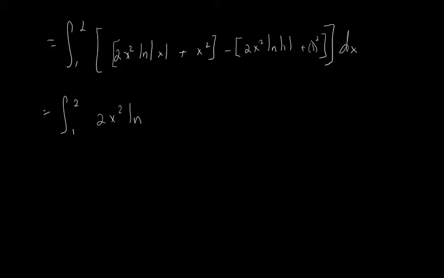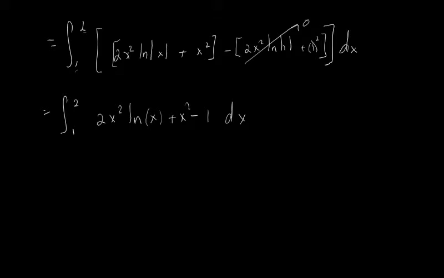We can drop the absolute values because our values on x are 1 to 2, so it's okay. If you're not comfortable doing that, just leave them there, that's fine. Plus x squared minus, now ln of 1 is 0, so that goes to 0, and then 1 squared is 1, so minus 1, and then we integrate this expression with respect to x, and now we're down to an old-fashioned integral that we would have seen in calculus 2.